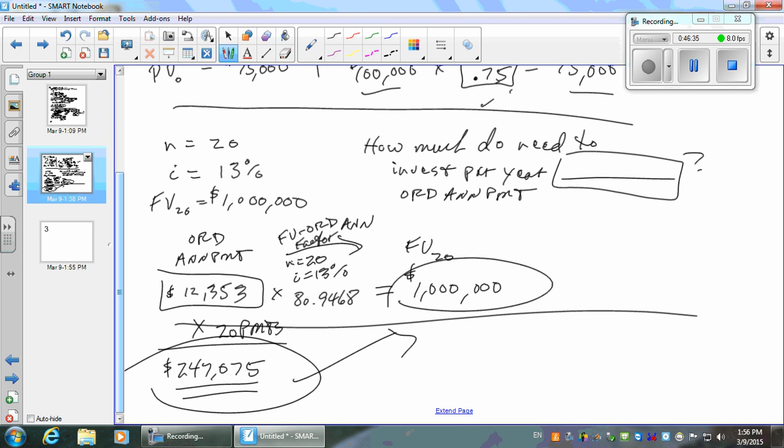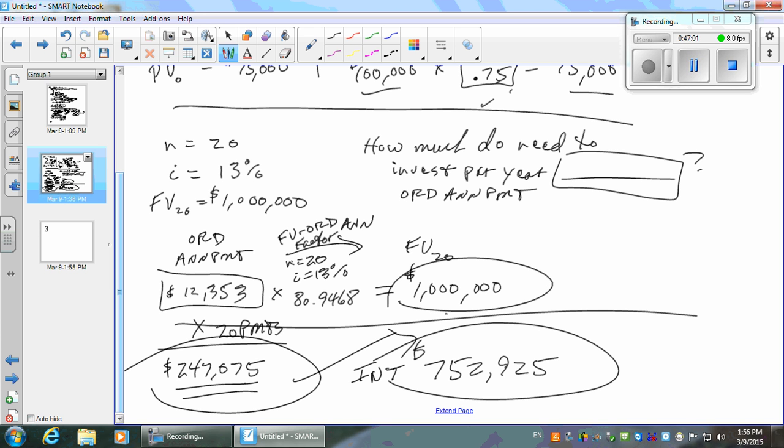But this number right here is my interest, right? I invested 247,000 and I got $1 million. What's my interest? How much interest did I earn over those years? 1 million less 247,075 is 752,925. You got 4 times your money. You're in for about 750,000 of interest over all that time. Oh, you get to pay tax on it too, by the way, when you take money out. Anyway, the government's going to take 40% of it.